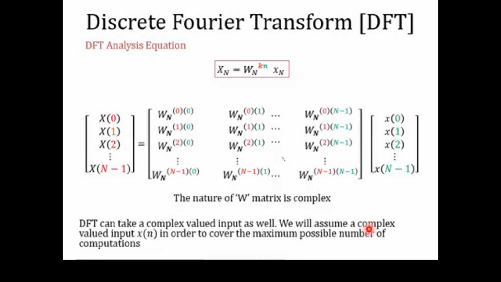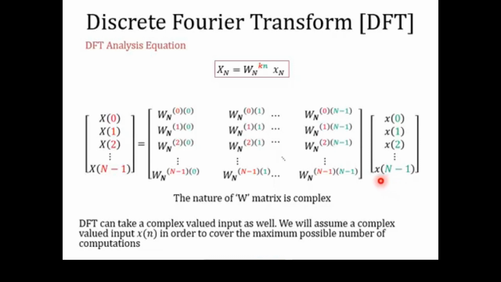The answer is, after performing computational analysis, our next step will be to find the processor speed. Now, if we have covered the maximum possible number of computations by considering that our x of n is a complex valued sequence during our calculations, then the resultant processor will be able to handle both complex valued data and real valued data.